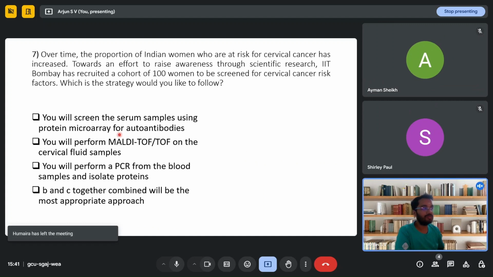So one of the options is protein microarray, one is multi-TOF, one is PCR, and one is multi-TOF combined with PCR. Which one do you think will be useful to study cervical cancer risk factors for 100 women, not for a small audience? The key hint here is the larger size of the cohort.